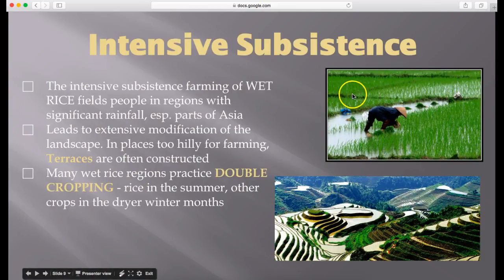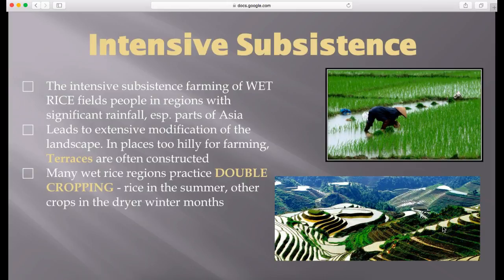Make sure you're looking at these images here. Understand that wet rice, again, is grown in wet areas, especially a lot of monsoon areas in the world. The problem with this is it leads to extensive modification of the landscape. Many places you can see it's too hilly to farm, and what they do is this technique called terracing. This is something we need to know here. Basically, they cut into the hill to try to get these flat areas here.